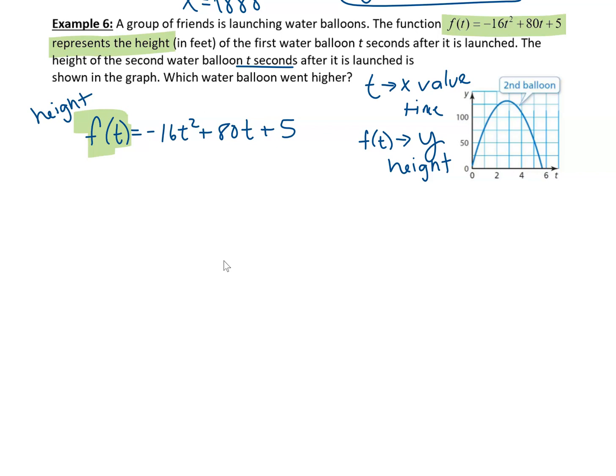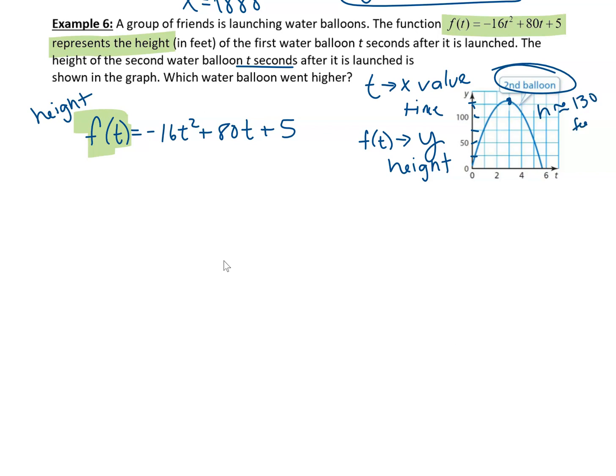Okay, it says the second water balloon's height, t seconds after it's launched, is shown in the graph. So they already gave us this over here. This is the second balloon. Can we see how high it went? Yes. Here's our time, here's our height. What does each tick mark on this graph represent? 25. And so 25, 50, 75, 100, 125. It's a bit over 125, so probably the height is about 130 feet.